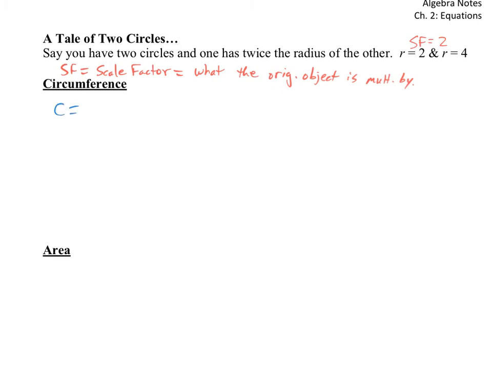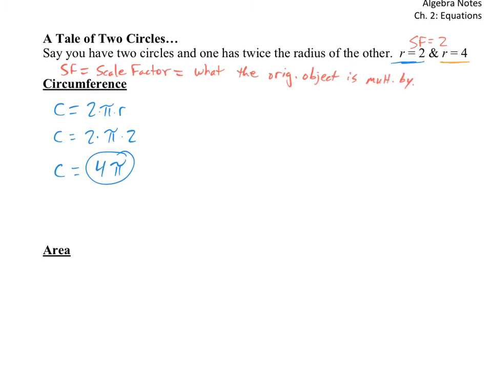So my circle with radius 2, circumference is 2 pi r. So the circumference then would be 2 times pi times 2 or 4 pi. And we could actually take and multiply pi by 4, we get like 12.6. But I'm just going to leave it as the 4 pi, save a little bit of time. So that's going to be my first circle here.